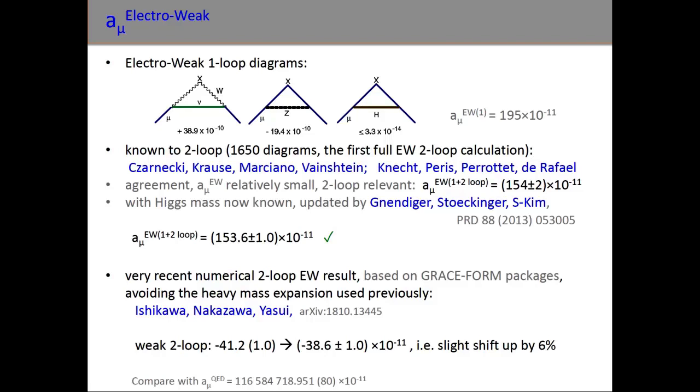Now, nothing should remain unchecked. So I was quite happy to see that the Japanese group has now done a two-loop electroweak calculation again, based on heavy numerics and automation by the package GRACE combined with FORM. And in the previous calculations, in order to deal with the different mass scales and their large hierarchy between the fermion masses and the boson masses of W and Z bosons, they had applied a heavy mass expansion.